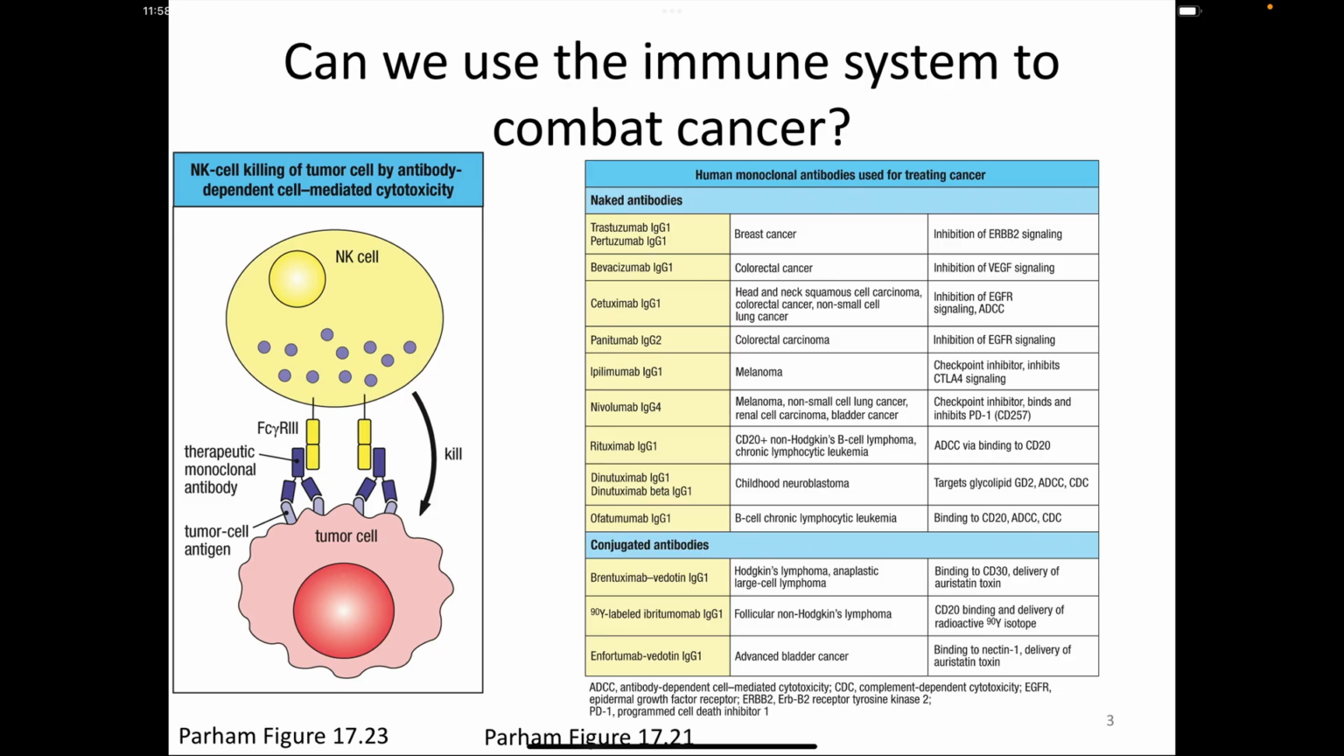rituximab. So you can see one of the many antibodies that is in clinical use is rituximab. Rituximab is an antibody against CD20. And CD20 is on mature B cells. And so rituximab is used in cases where patients have certain types of leukemias and lymphomas where their tumor is a B cell. And so they have this B cell that's growing out of control. So we use an antibody against CD20 that's on that B cell to kill those tumor cells.